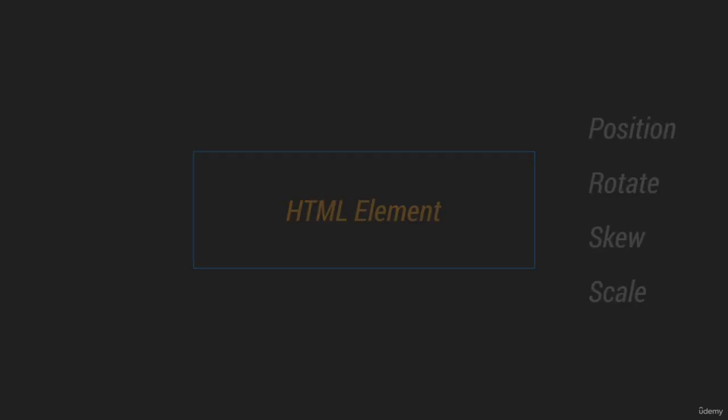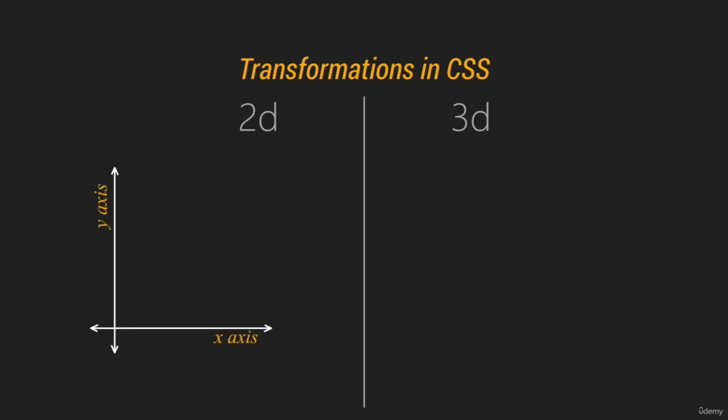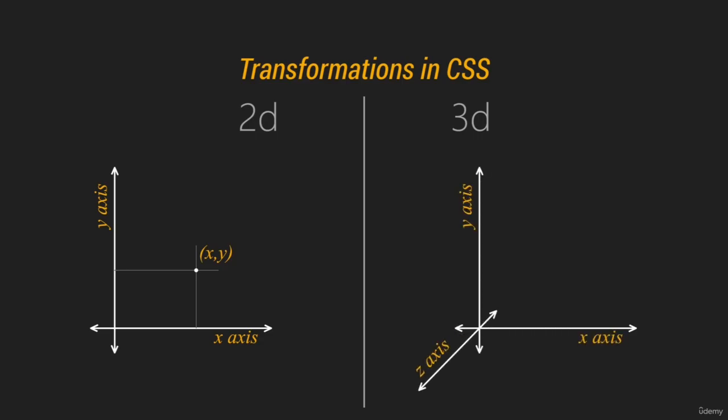Now in CSS there are two types of transformations, 2D transform and 3D transform. 2D shapes basically take two axes, that is x-axis and y-axis. So we will manipulate mostly the x and y axis when creating a 2D shape, whereas 3D shape takes three axes, x, y and z. So we will work with all the three axes for creating a 3D shape.